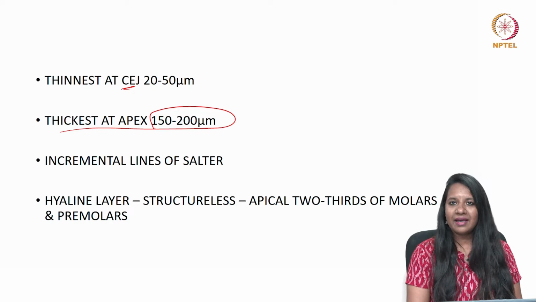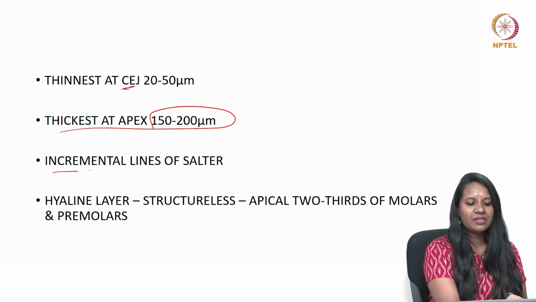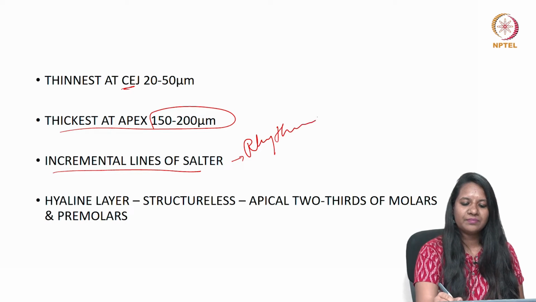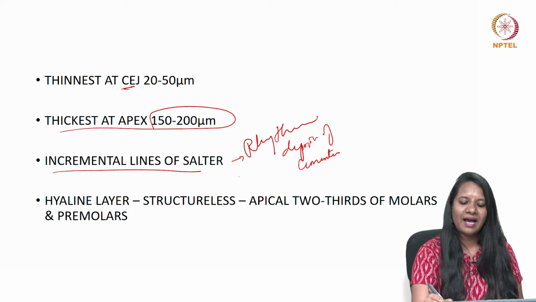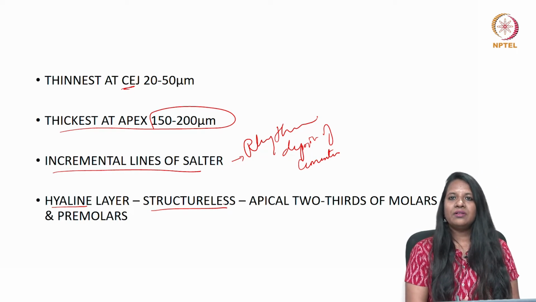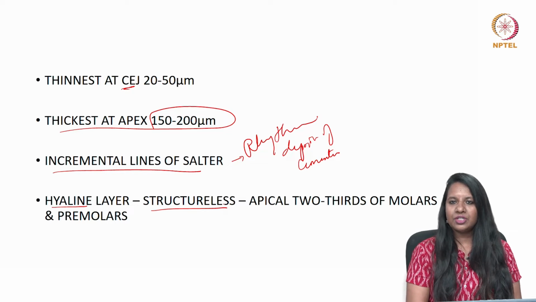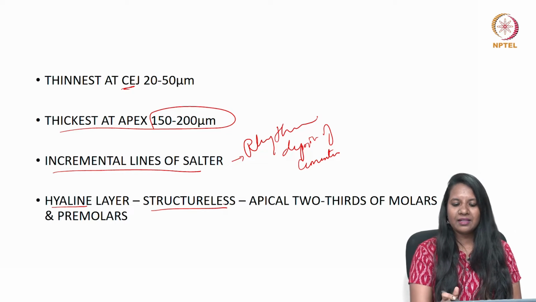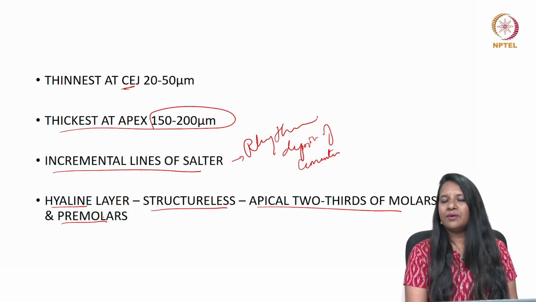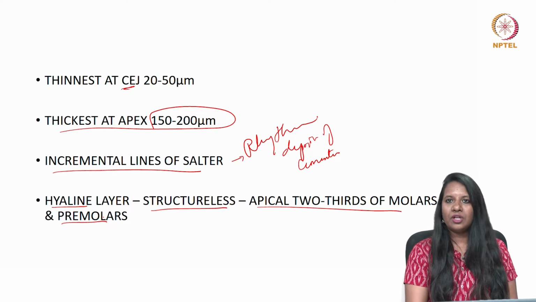The incremental lines are known as incremental lines of Salter, that is the rhythmic deposition of cementum. And there is something called a hyaline layer, which is a structureless layer. It is neither dentin nor cementum. It will be seen in the apical two-thirds of molars and premolars, but research has told that it is of dentinal origin.